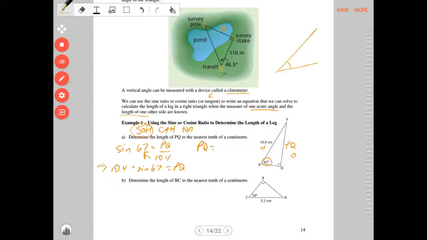Remember, again, it's sine, not sin. Lots of kids like to say sin. No, it's sine. So either way, 10.4 times sine 67 is 9.6 centimeters. Boom. And there you have it.